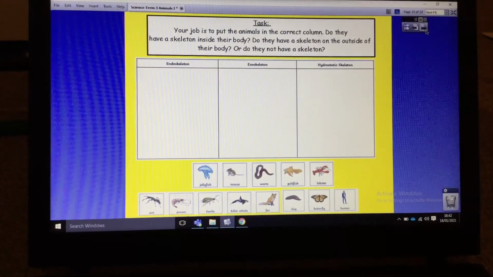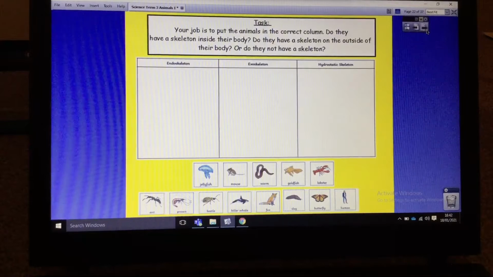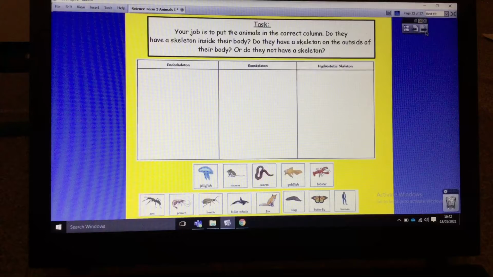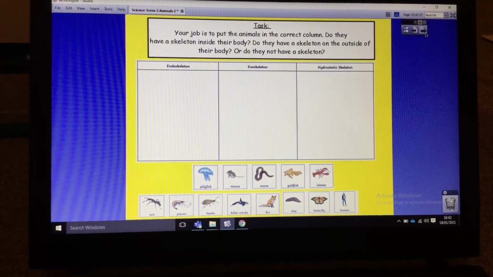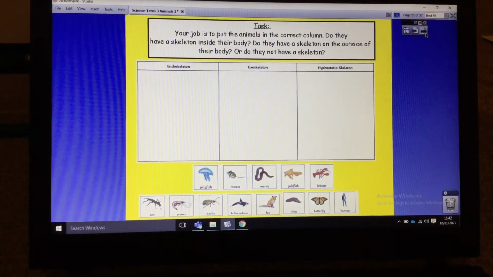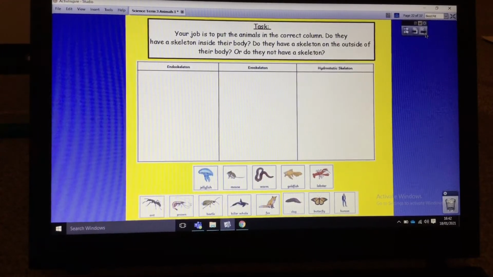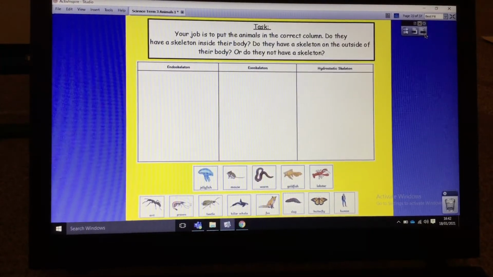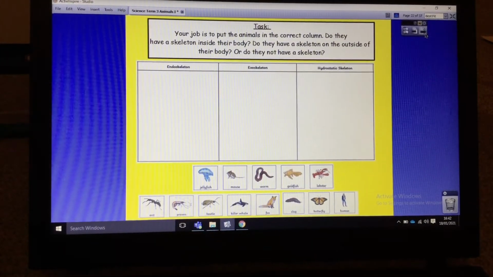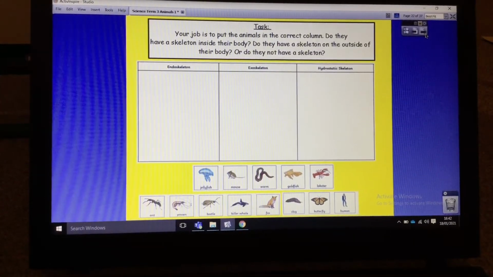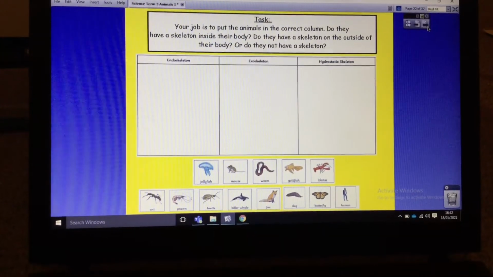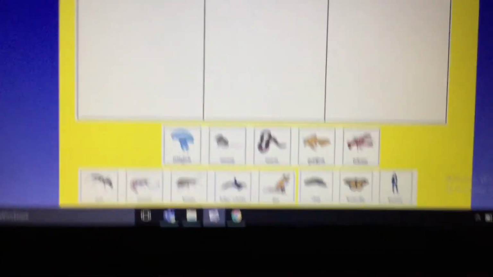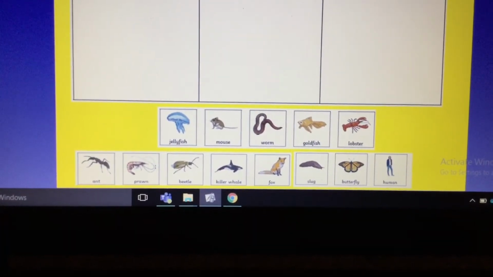Okay, your task today is going to be to put these animals into the correct column. Do they have a skeleton inside their body like humans do? So do they have an endoskeleton? Do they have an exoskeleton where the skeleton is on the outside of their body? Or do they have a hydrostatic skeleton where they have a sac filled with liquid on a part of their body to protect them instead? So I'm just going to zoom in on the creatures. So you can pause the video now and make a list of the species that are there.